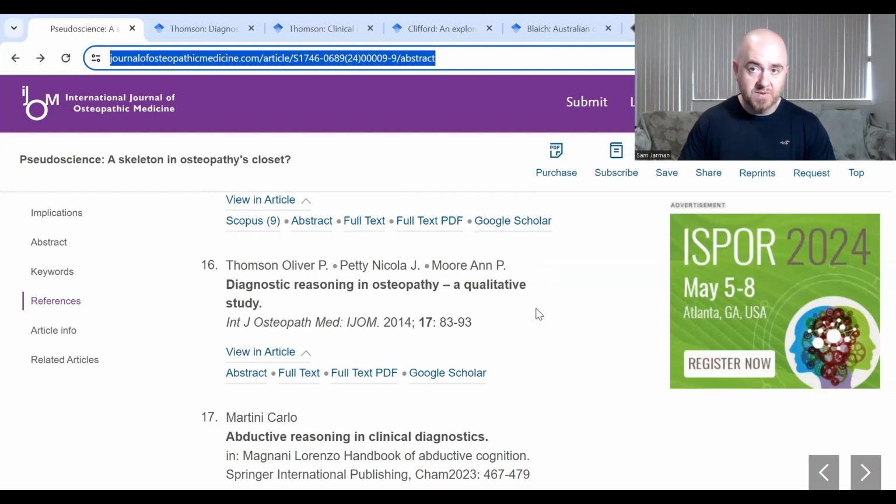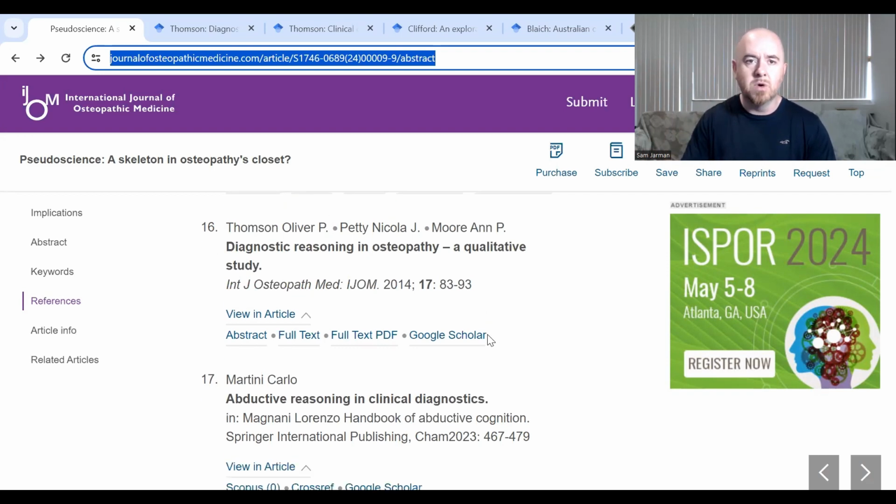So I see diagnostic reasoning in osteopathy, a qualitative study, right? I immediately predict that that's going to be something where they asked people about how they went through that process. And because it's a qualitative study, they're not necessarily looking at outcomes, they're not observing data, they're probably asking about the qualitative process, right? So then you can click on Google Scholar and it'll pop up, right? I'll show you the articles as I go across the top of the screen in a moment.